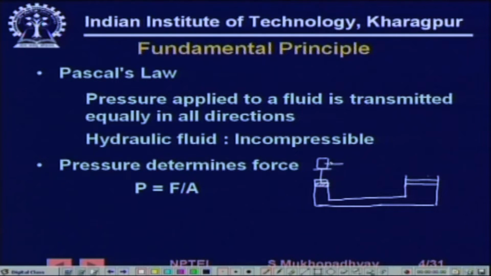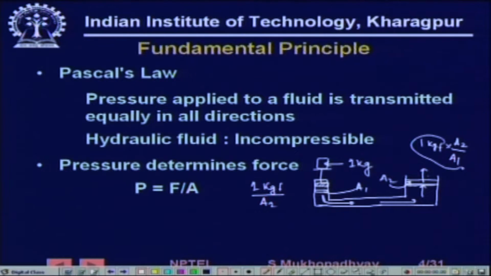let us say 1 kg, then the pressure here is basically this 1 kg force by A1. This is A1 and this is A2. So by Pascal's law, this same pressure is going to get transmitted and will act on this area. So the pressure on this is also 1 kgf by A1, and the force on this is 1 kgf into A2 by A1, because this is the pressure. So what is the force it creates on this body? Pressure into A2.